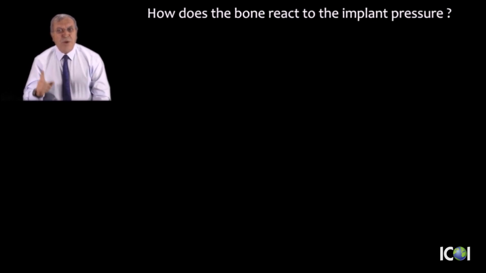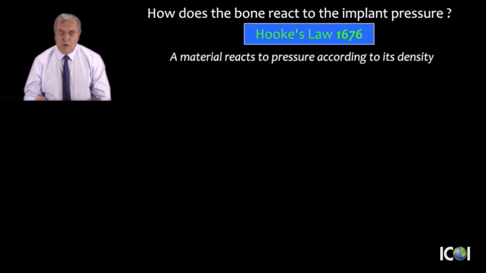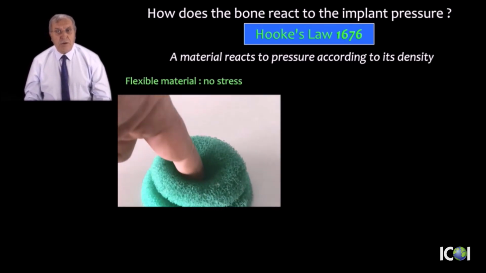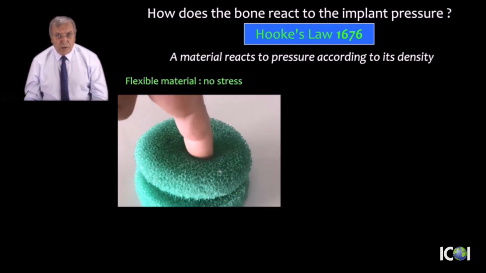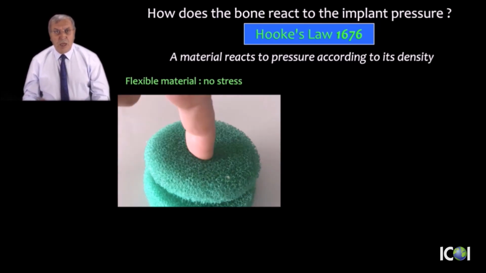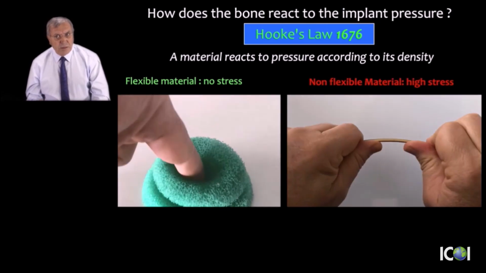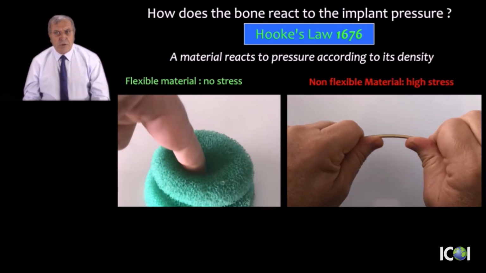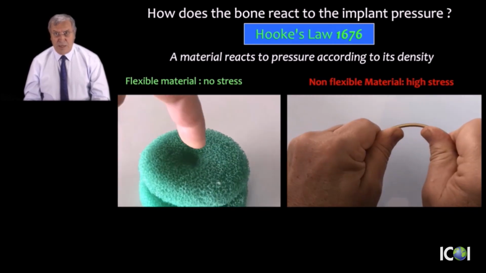For more than 300 years, from the Hooke's law, a material reacts to pressure according to its density. What does it mean? If your material is soft, flexible, there is no stress, like when you press a sponge. If your material is dense, then you have a high stress and the material will break. Exactly like with the bone.